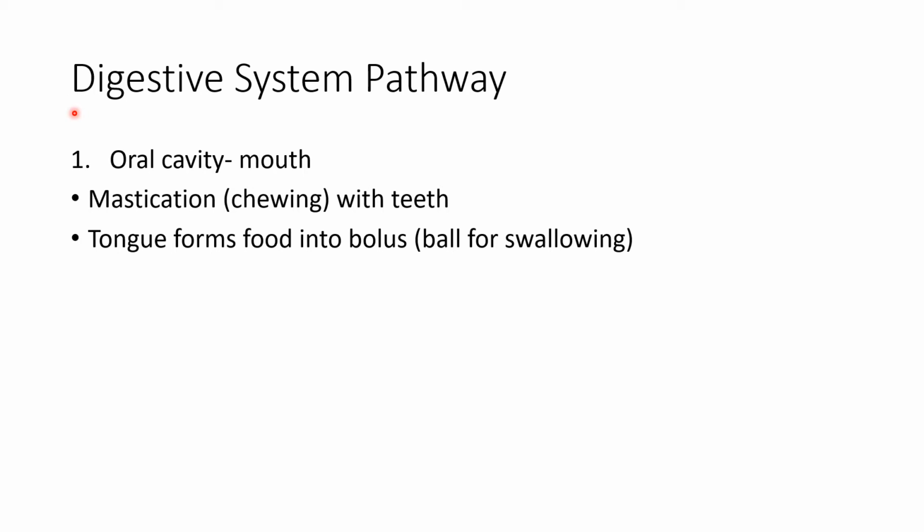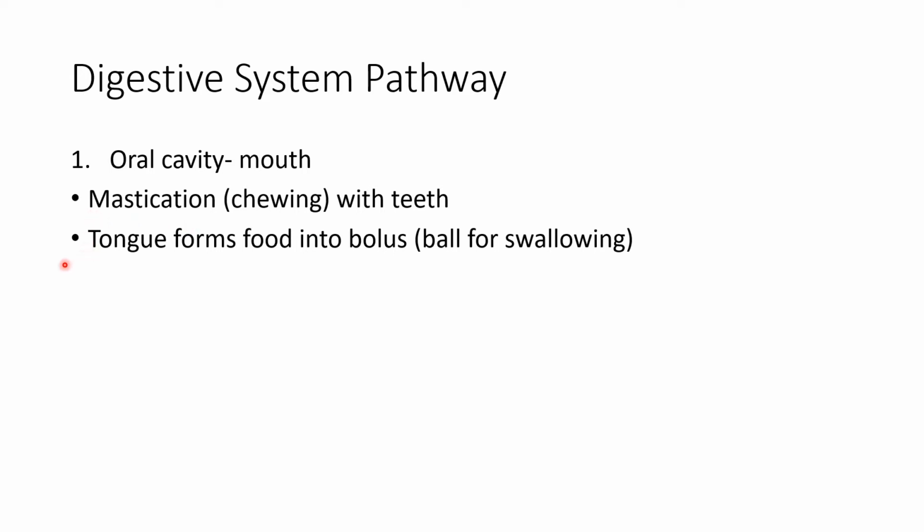Now let's discuss the path that food follows as it goes through the digestive system. Of course, it begins in the oral cavity or the mouth. This is where the tongue and teeth move together to mash the food through the process of mastication. You mash the food up with your teeth, and the purpose of this is to increase the surface area of the food so that your digestive enzymes later on will be able to access more of it.